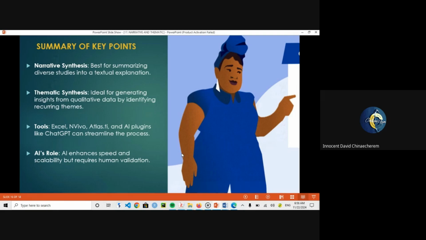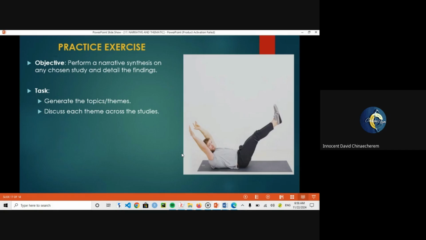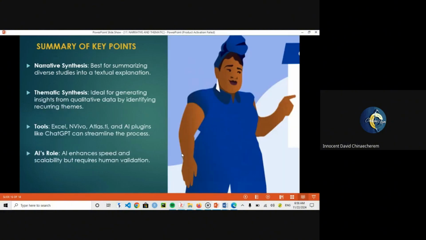And like we said, some of the tools that we need is we need to use Excel, NVivo, AI plugins like ChatGPT can also help us. Remember, AI enhances the speed, but you need to check it. You still need to go through the papers to be sure that everything that it's reporting is appropriate. So I want you to start your own synthesis. So you've got your own choosing studies. So just generate some of the things and actually get those things done properly.